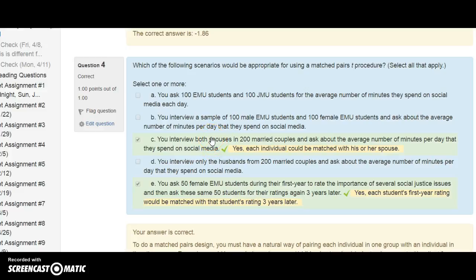Here, this is the other type of situation where you'd have a matched pairs. If you have two sets, two samples, but there's a very clear way to match one in each sample with someone in the other sample. And in this case, if you have 200 married couples, we'd match each person with his or her spouse. It's a very natural way, versus here we also have 100 male EMU, 100 female EMU, but there's not a natural way to say which male EMU student gets matched with which female EMU student. So because there's not that natural matching, we probably wouldn't want to do a matched pairs.